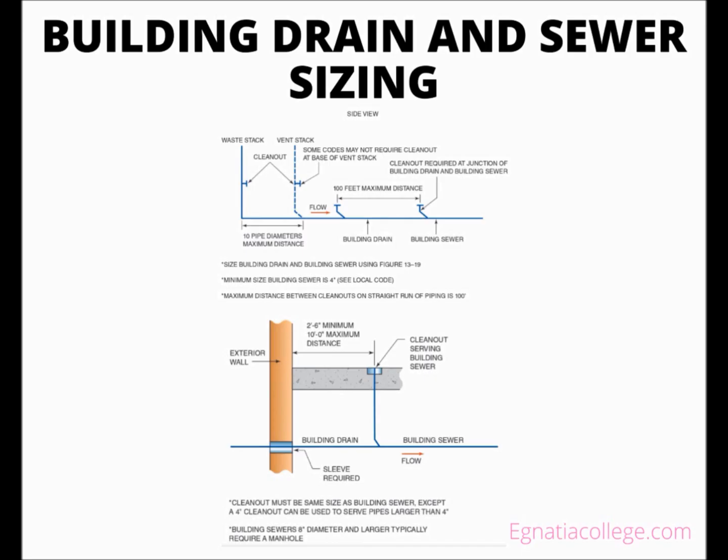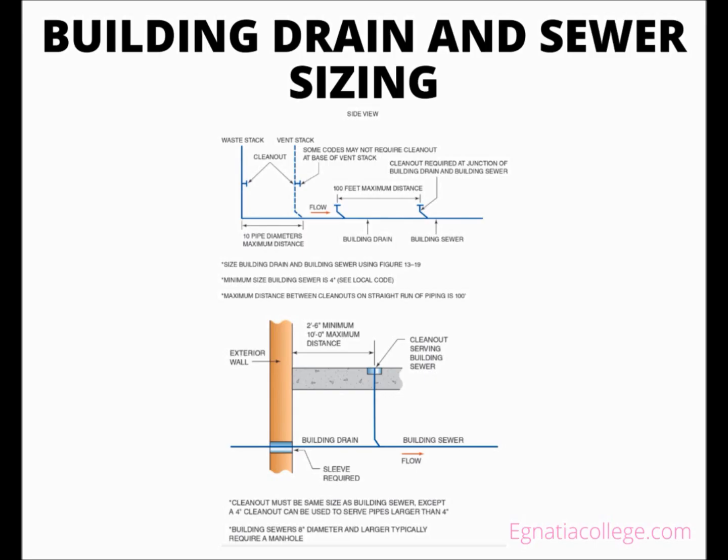A vent stack that is connected to a building drain must be installed in the vertical position. If the building drain is located underground, most codes dictate that it must be at least 2 inches in diameter, even though the IPC chart shows smaller sizes. The smaller sizes are typically relevant only when the building drain is installed above ground.